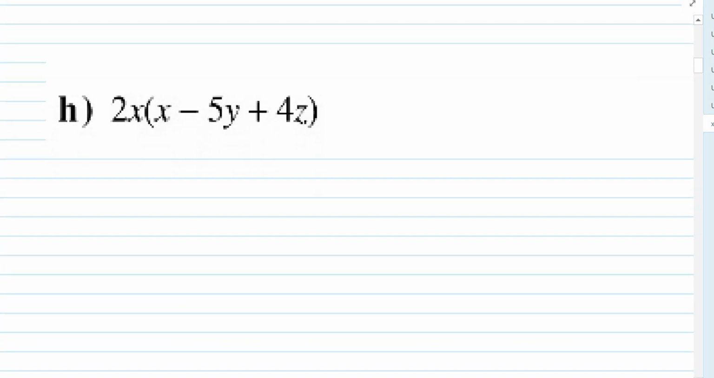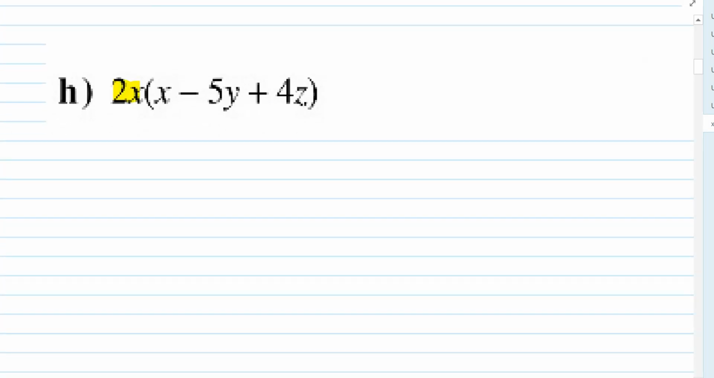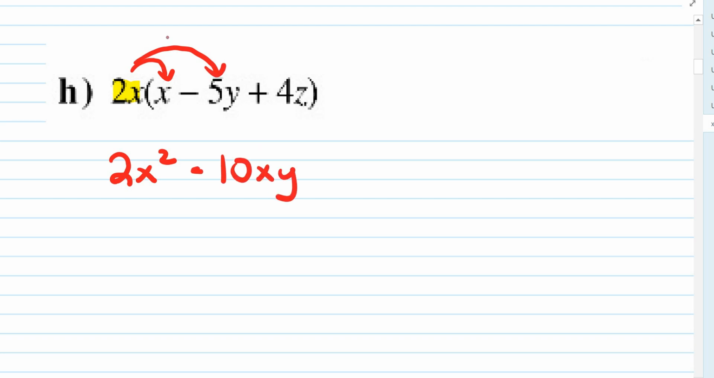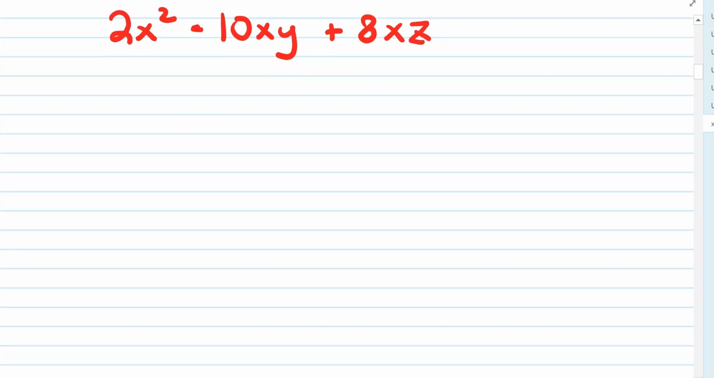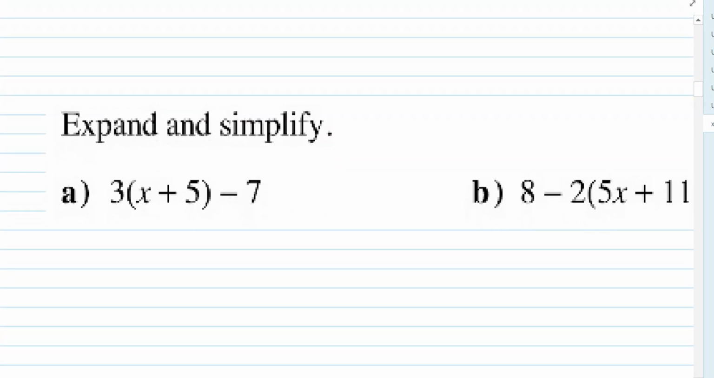Let's go on to letter H now. Now we have the 2x out in front here, so let's distribute that into the brackets. So that's going to be positive 2x squared. And then 2x times negative 5y is going to be negative 10xy. And the 2x times the 4z is going to be positive 8xz. Okay, so that's it for that question. Let's keep on going. Let's move on to the next series here.